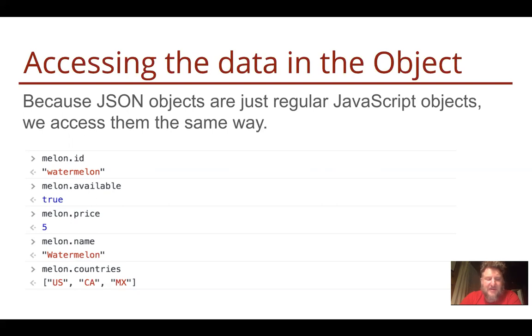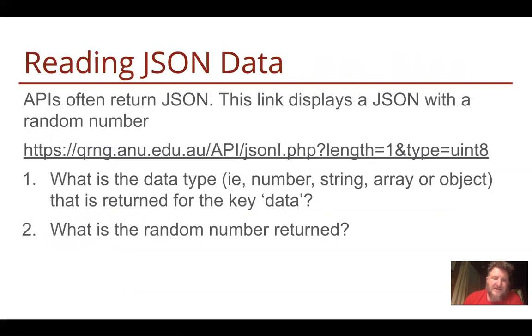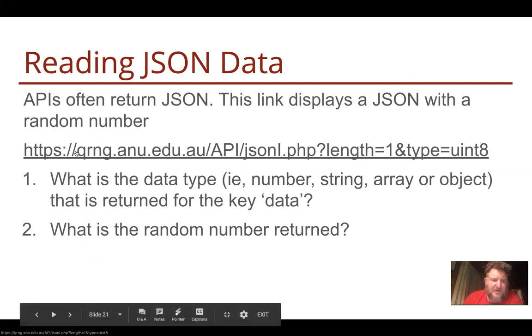Now, remember that there are two ways you can access the values in those key value pairs. We can say melon.countries, or we can say melon, square bracket, quote, countries, unquote, close square bracket, and it will also return the same thing. So the reason we're talking about JSON right now is because APIs almost always return JSON. And so we've played with the random number generator. Let's try this one.